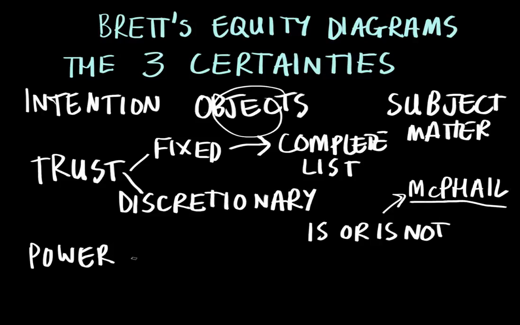If, however, the settlor intended to create a power and gave the trustee the power to decide among a list of objects or among potential beneficiaries who to give property to, the test for the certainty of objects is there is an is or is not test. And this comes from, for powers, Re Gulbenkian.